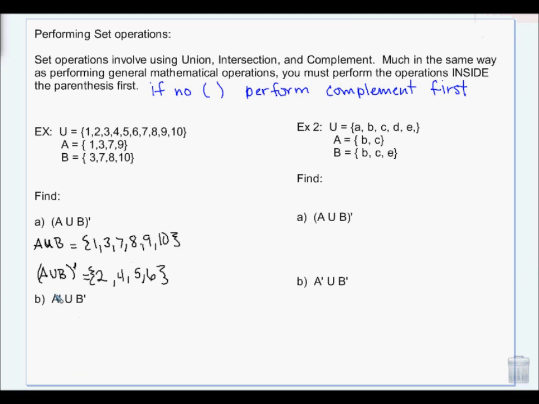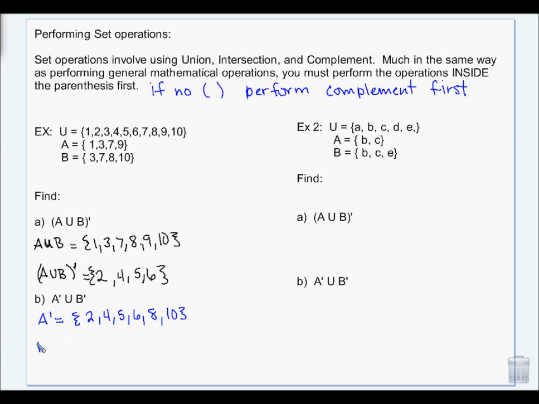Parentheses. So I have A prime union B prime. Before I can unite A prime and B prime, I have to know what A prime and B prime are. So first I'm going to find A prime. A is 1, 3, 7, and 9. So from U, I have to get rid of 1, 3, 7, and 9. So I can do 2, 4, 5, 6, 8, and 10. So that's all of the numbers, take away 1, 3, 7, and 9.